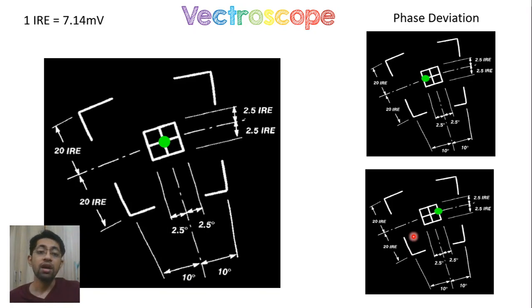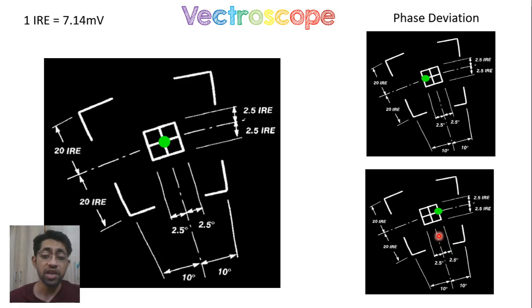So here we can say that if your dot is on the center of this small box, then this is 0 degree. You can see that if this vertical line, the exact center, is where the vector ends up, then you can say that there is a 0 degree phase shift or phase error. But instead of that, if your dot or vector is moving towards either left or right with respect to this center vertical line, then you can say that there is some phase deviation.